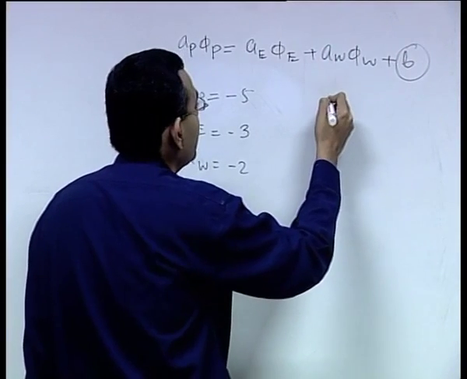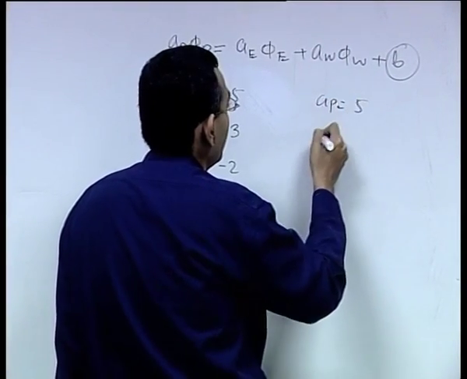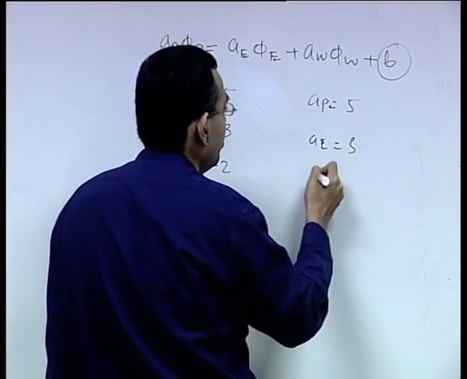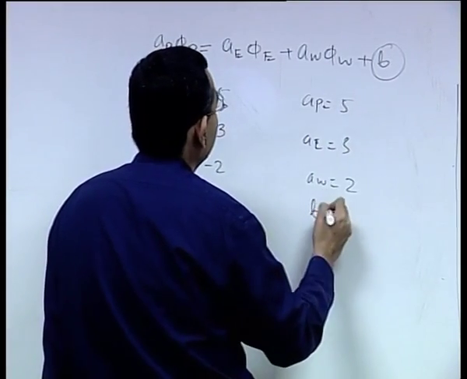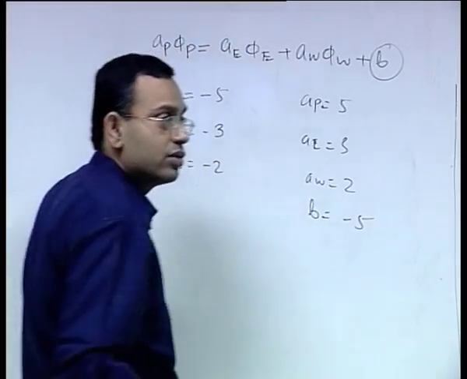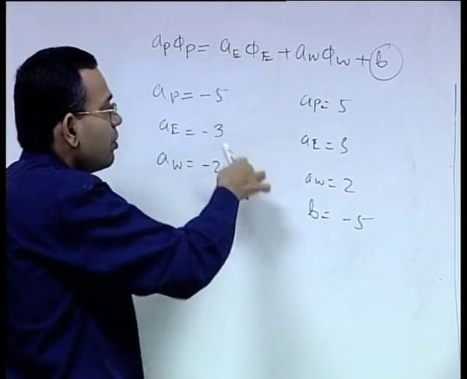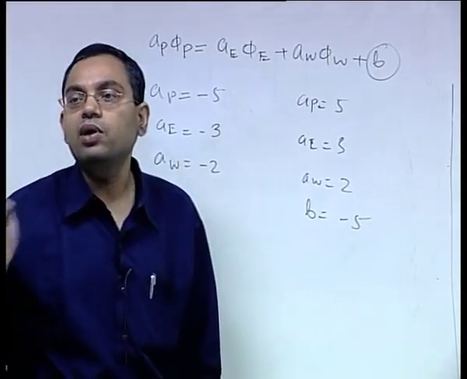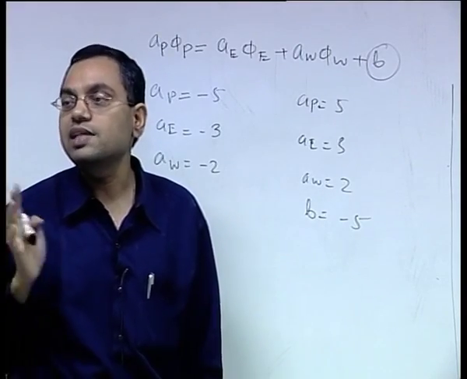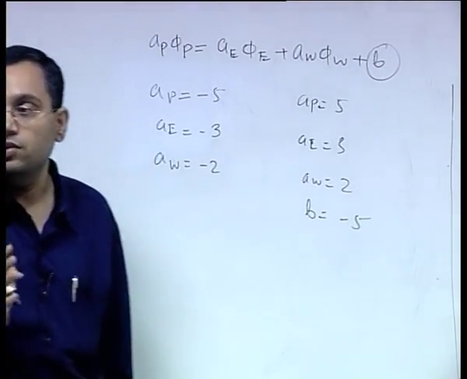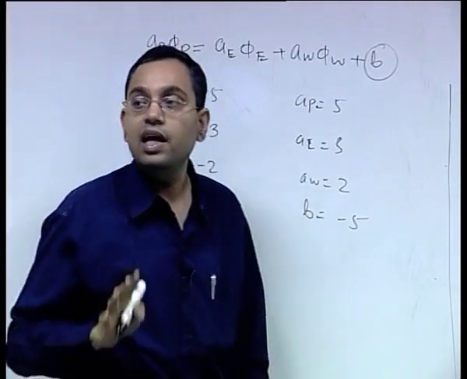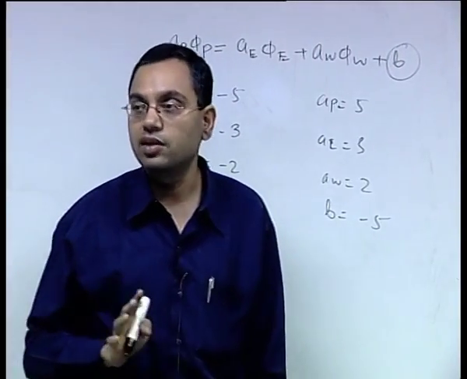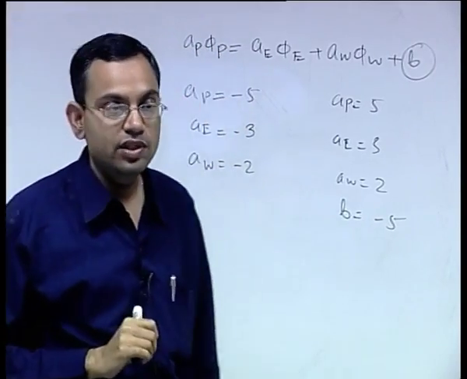You could have perhaps written it as AP equal to 5, AE equal to 3 and AW equal to 2, then b would have been minus 5. So it does not matter whether all coefficients are positive or negative, all coefficients are of the same sign to get a physically consistent solution. Therefore, from the face value it is expected to yield a physically realistic solution, not an unrealistic one. That is the answer to this question.